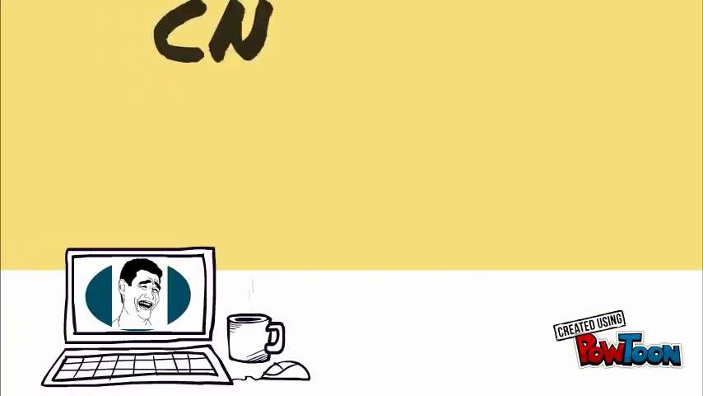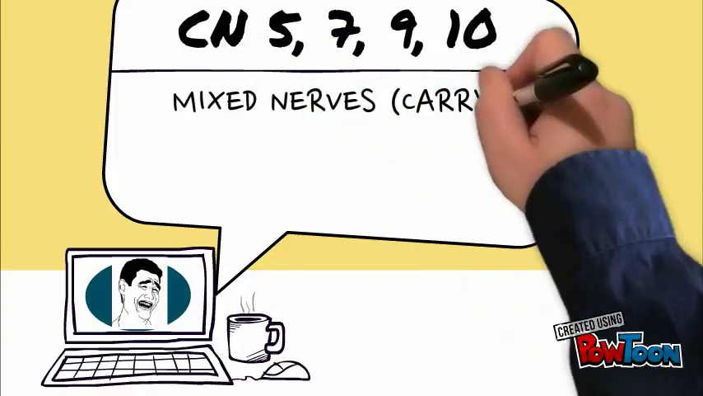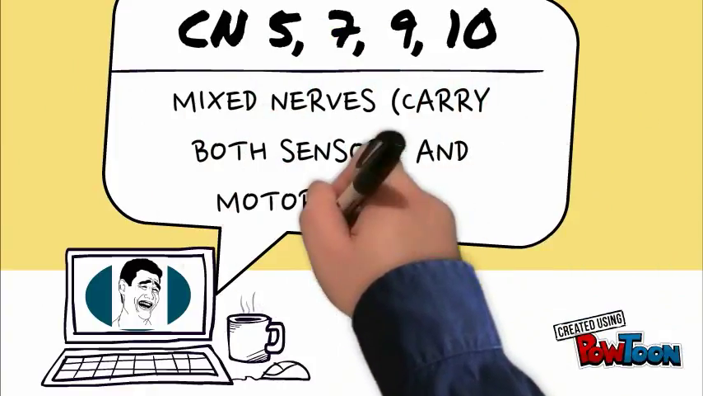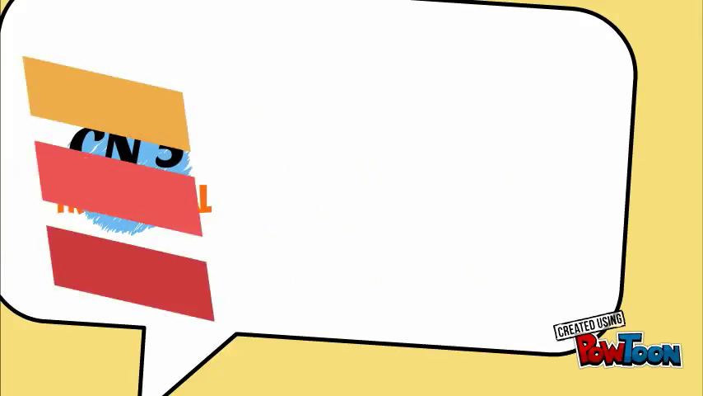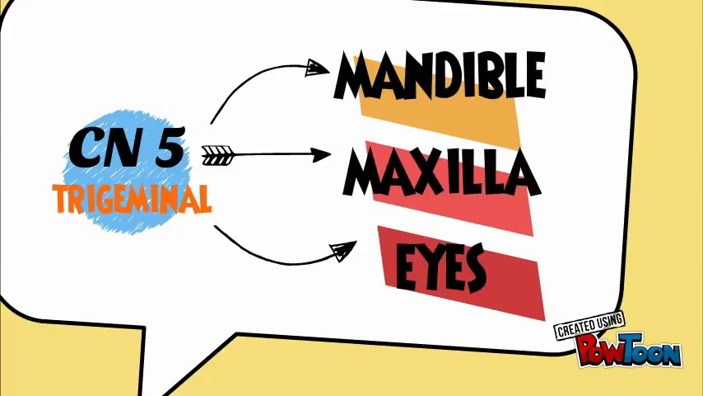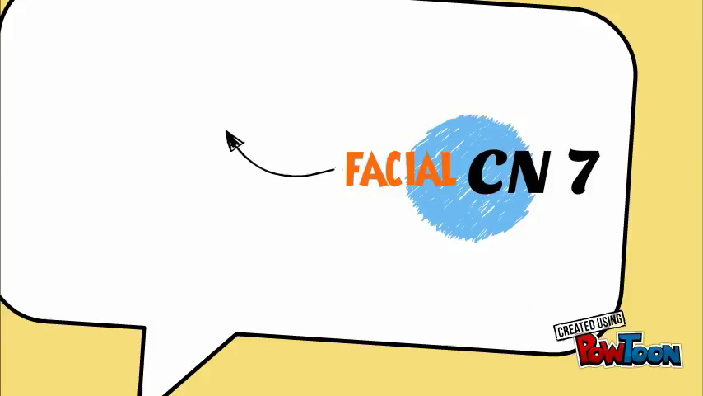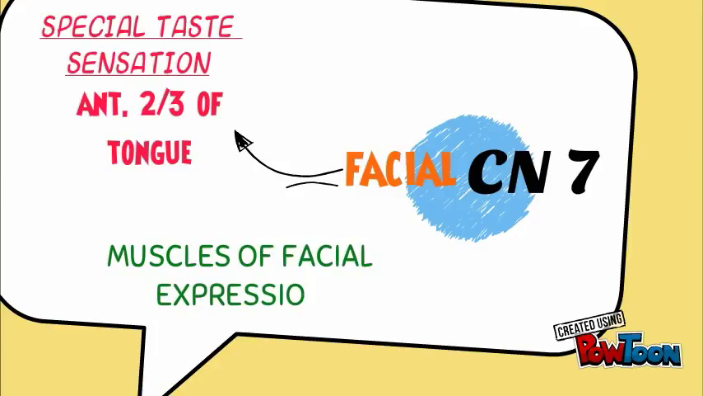CN 5, 7, 9, and 10 are mixed nerves which carry both sensory and motor fibers. CN 5 is called the trigeminal because it forms 3 branches. It innervates the mandible, maxilla, and the eyes. CN 7 innervates the special taste sensation on the anterior 2/3 of the tongue and the muscles of facial expression.